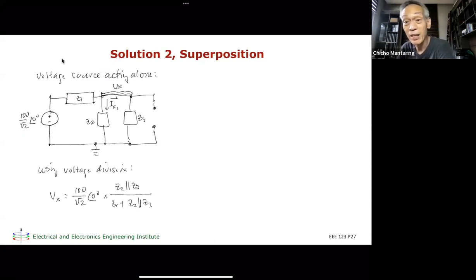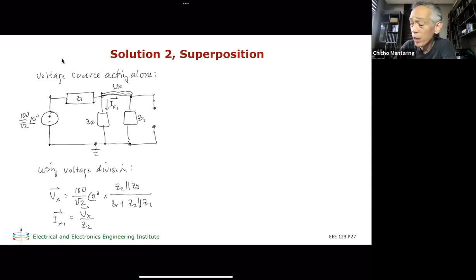Can you see that? Because these two are in parallel, right? And that is in series with this. So if I want to get this V of x, it is this voltage source multiplied by the parallel combination of these two, divided by the sum of J1 plus the parallel combination of these two. So you can solve for V of x. Once you know V of x, then IX1 is just V of x over J2. Okay? That's the voltage source acting alone.